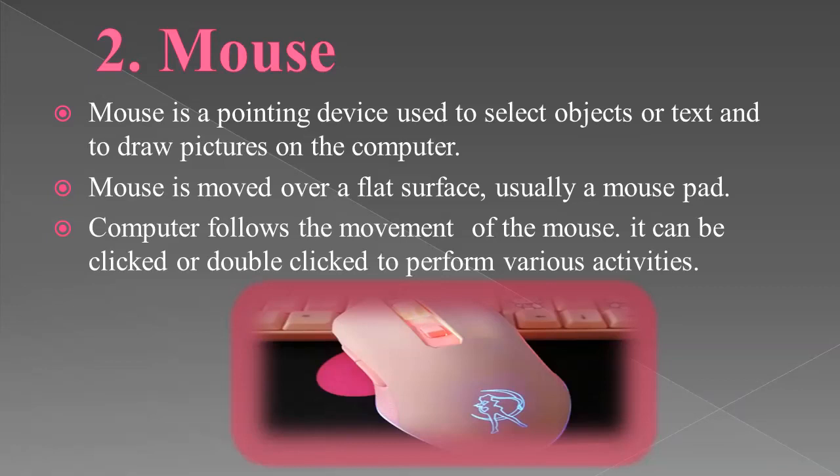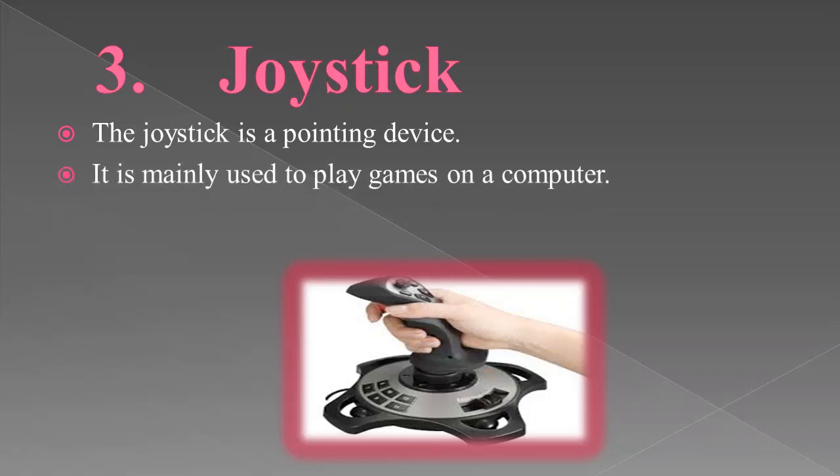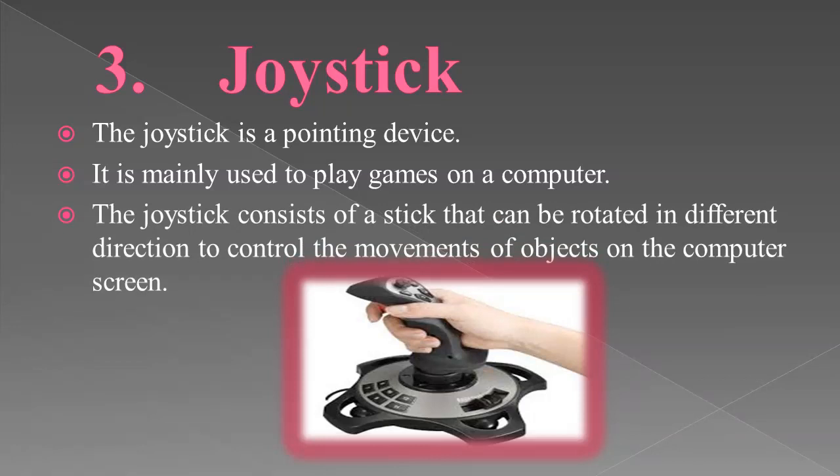Okay, next one is the joystick. The joystick is a pointing device. It is mainly used to play games on a computer. The joystick consists of a stick that can be rotated in different directions to control the movement of objects on the computer screen. Joystick is a pointing device that works on the principle of a trackball, and is commonly used for controlling player movements in video or computer games.